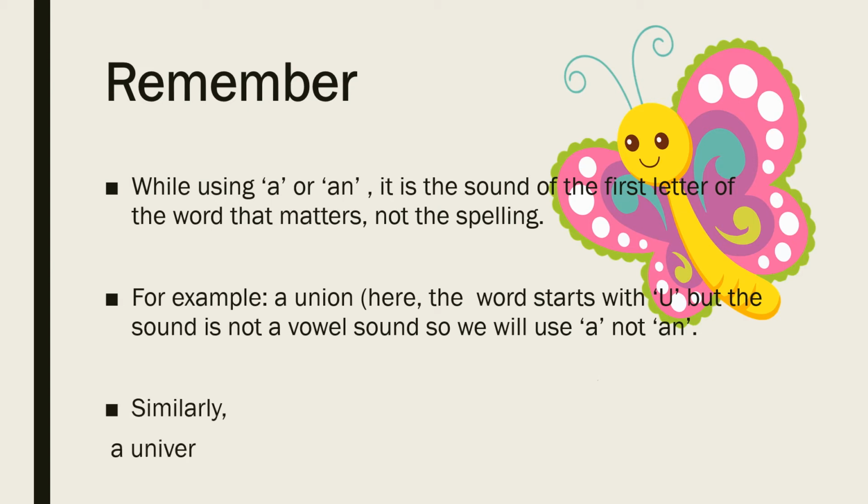Similarly, a university. Again, in university, U is there, which is a vowel, but the sound is of a consonant, that is Y. So we will use a. In the same way, a $1 store. This $1 store is the name of a place, a shopping center. So for one, O-N-E, the first letter is O, but the sound is W. So we will use a with a $1 store.